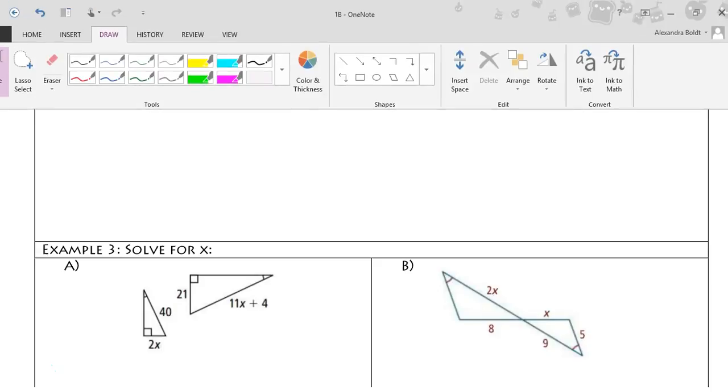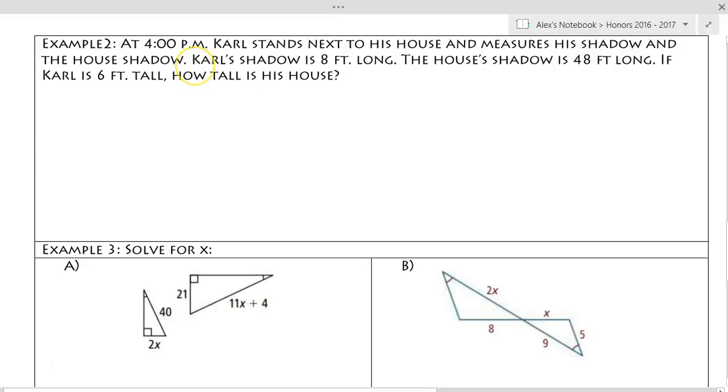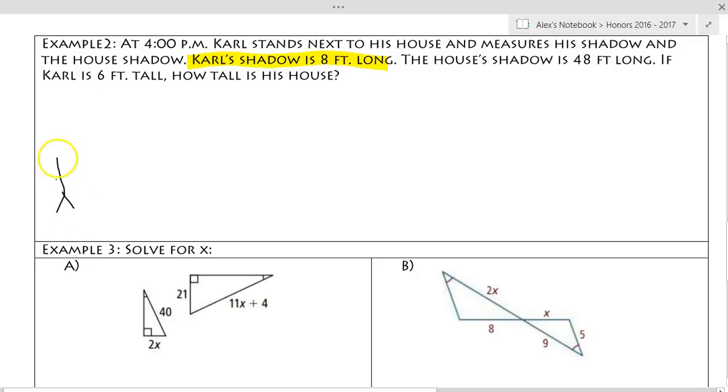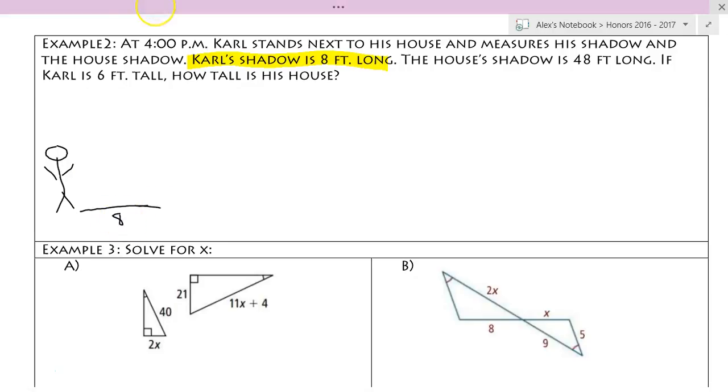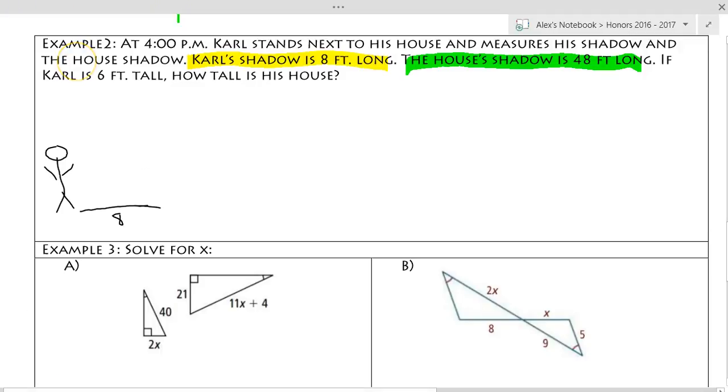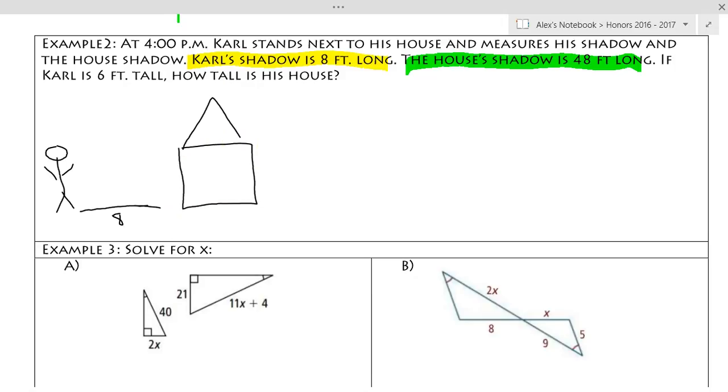So when you get a problem like this, always start by drawing a picture. Carl's standing next to his house. Carl's shadow is 8 feet long. So I'm going to draw Carl, and I'm going to draw his shadow. I'm just going to represent it by a line. This shadow is 8 feet. Then it says the house's shadow is 48 feet long. So here's my house. This is not drawn to scale. And here's my house's shadow, and that's 48 feet.